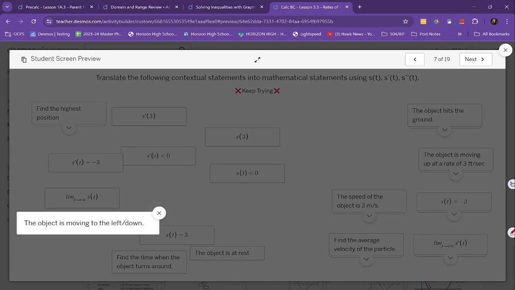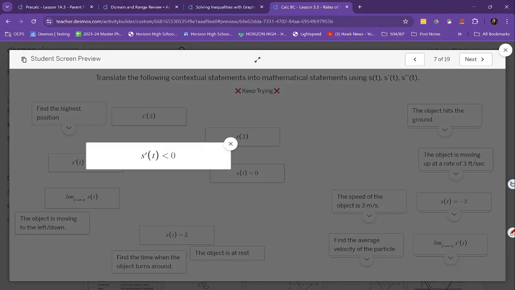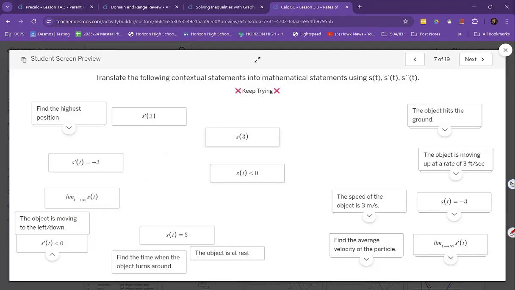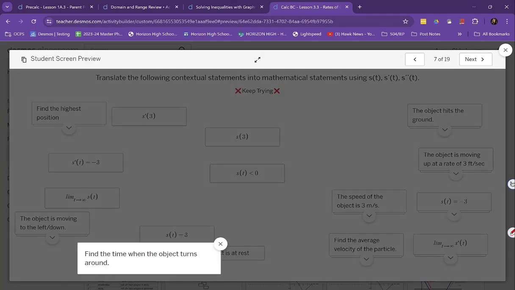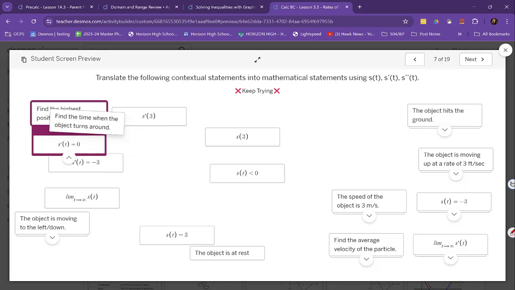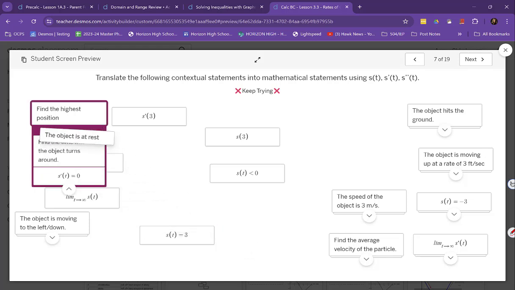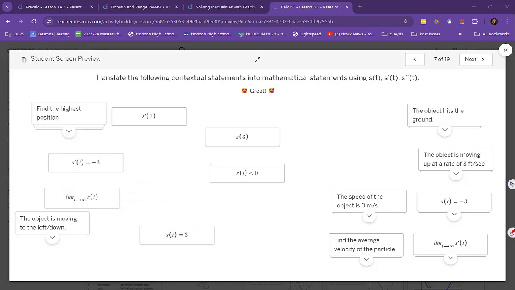The object is moving left or down. That would mean the velocity is negative. So S prime of t is negative. Find the time when the object turns around. Well, the object turns around, the velocity changes direction when the derivative equals 0. That was this guy right here. So I'm going to put those together. Let me put all that together. The object is at rest. Oh, that's the same thing. So all of this says the same thing. And look at that, we've got our final answer.